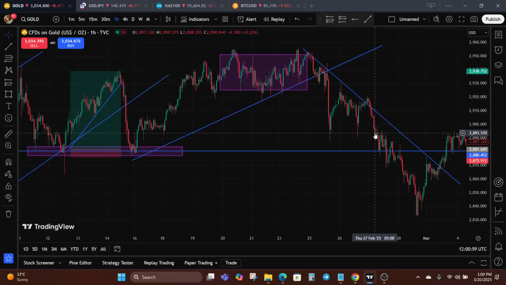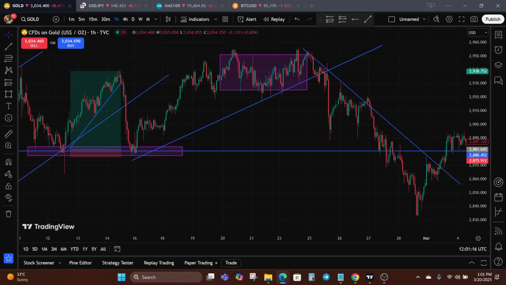Now, the second step is to locate liquidity zones: buy side and sell side liquidity. We've talked about that in a previous video, and you might want to check that out. We actually talked about the buy side and sell side under the video Master Liquidity Concepts.